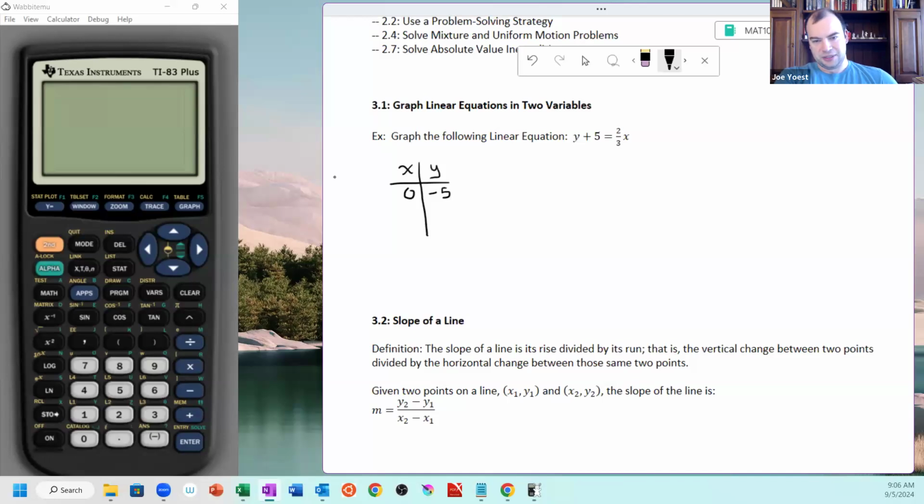Similarly, maybe I look at, say, y = 0. That tells me that 5 = (2/3)x.